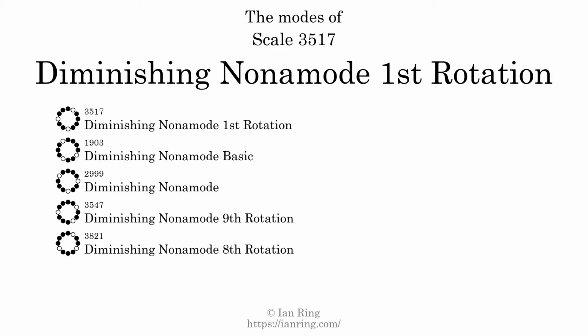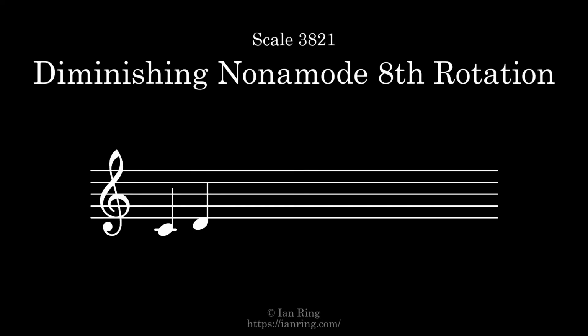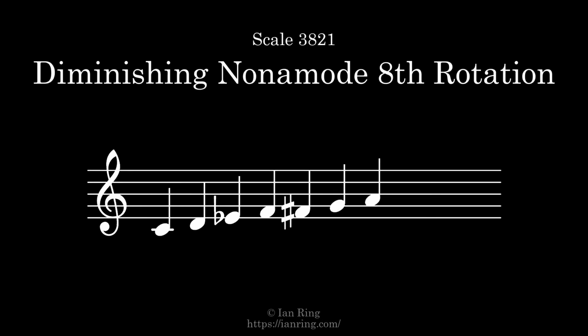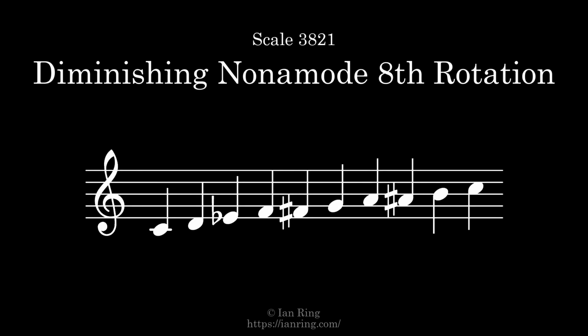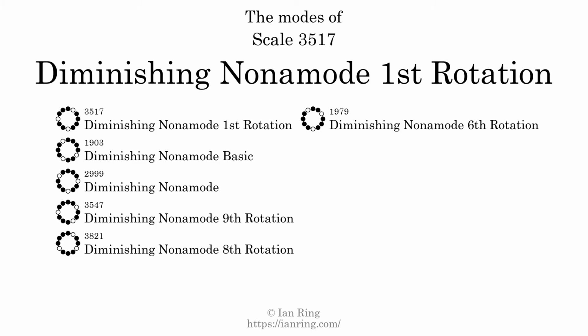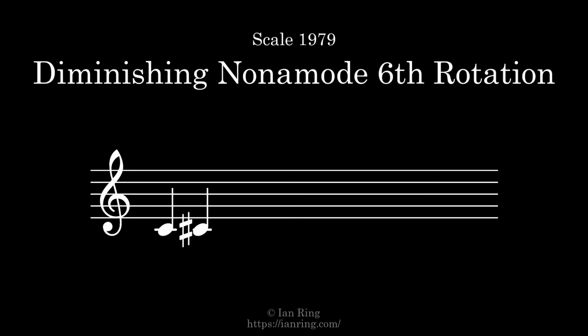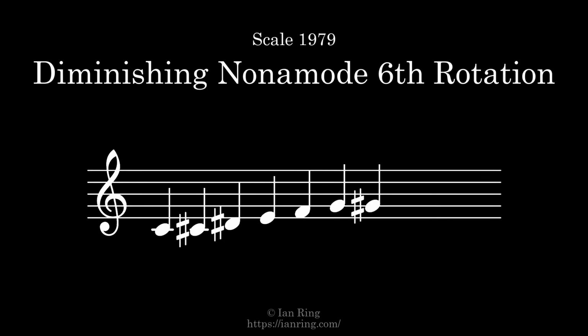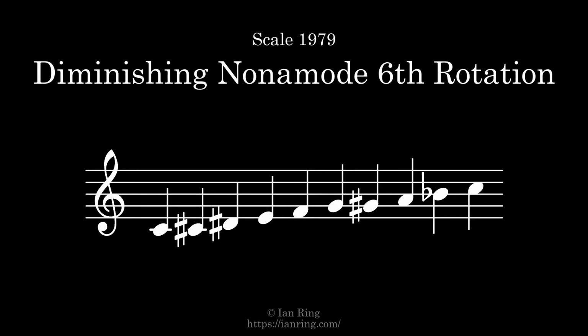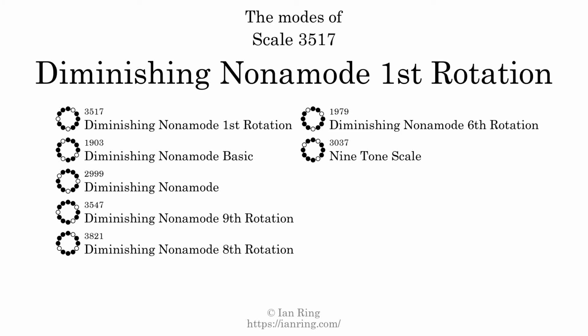The fifth mode is scale 3821, also known as Diminishing Nonamode 8th rotation. It sounds like this. The sixth mode is scale 1979, also known as Diminishing Nonamode 6th rotation. It sounds like this. The seventh mode is scale 3037, also known as 9-tone scale. It sounds like this.